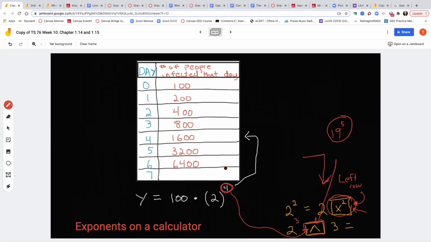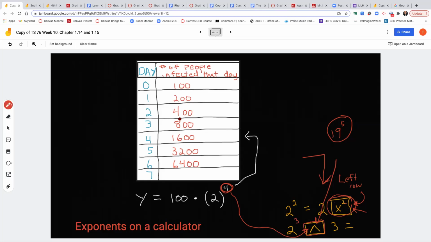In my chart here, let's say I was trying to figure out the fourth day of my growth, the number of people infected by that day. So on day 0, before I started counting, there's 100 people that were infected with COVID-19, let's say in Washington State or in Snohomish County. And then, on day 1 of me counting, there's 200. After the second day of counting, there's 400. So third day, there's 800.